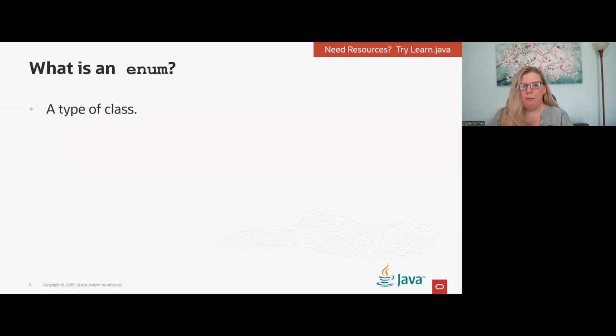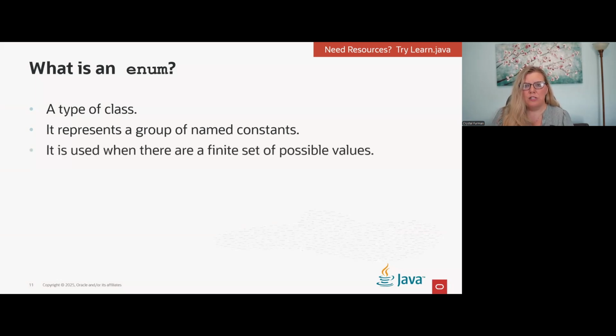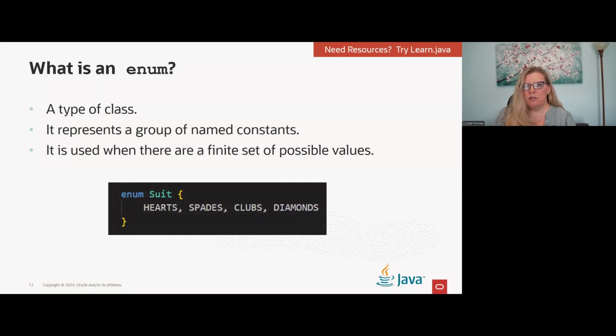A little bit of a recap about what an enum is. It is a type of class. So it is a class. It represents a group of named constants, and it is used when we have a finite set of possible values. So you could use a class, but because we know what values a suit has or the face of the card has, we can use an enum instead of having the universe be all the strings you can possibly think of.